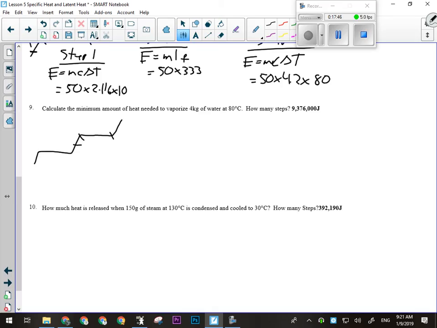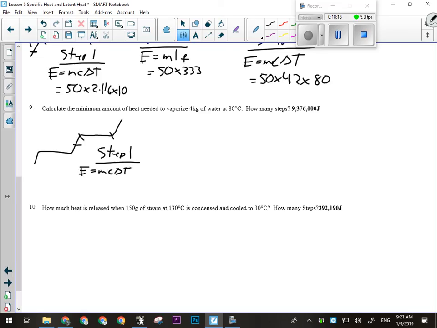Okay, so this is going to be a 2-step problem. All right, so in step 1, I've got 4 kilograms of water. How many grams is that? 4,000. Sorry, I should write the formula here. What am I doing in step 1? Am I evaporating or heating? Just heating. So I'm changing the kinetic thermal energy.